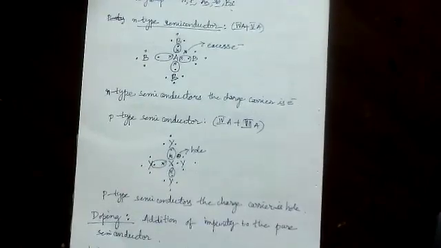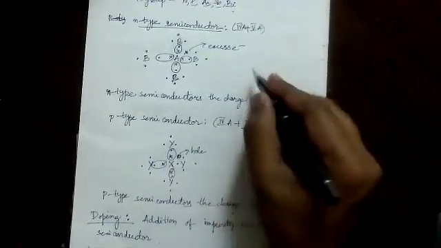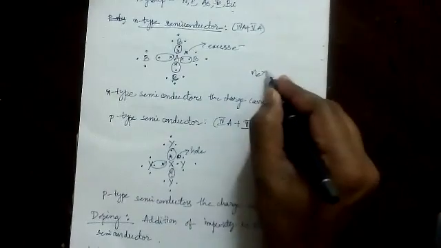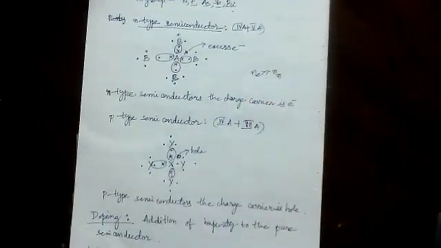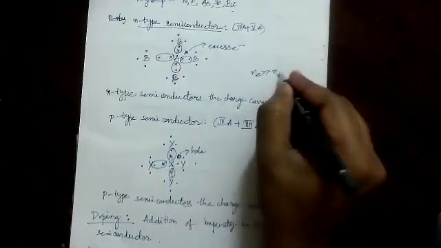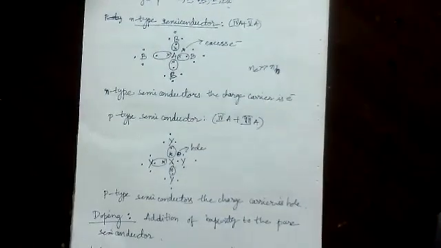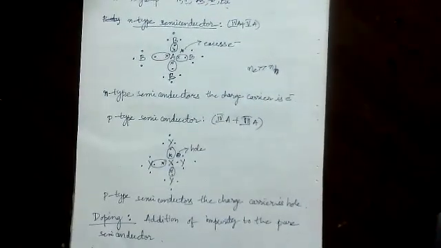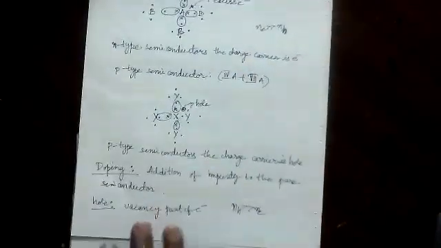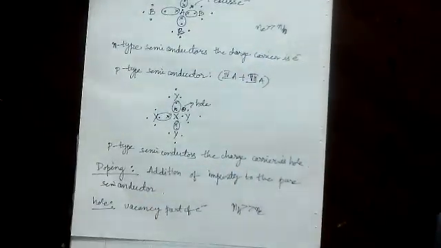Is this clear? For n-type semiconductors, this is the condition: the number of electrons is much greater than the number of holes. But in a p-type semiconductor, the number of holes is much greater than the number of electrons. One can easily understand with the concept of electrons, but we cannot easily understand with respect to holes. Holes means the vacancy of an electron.